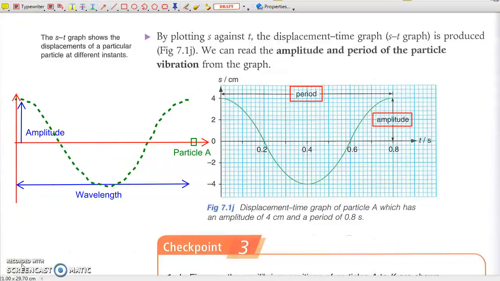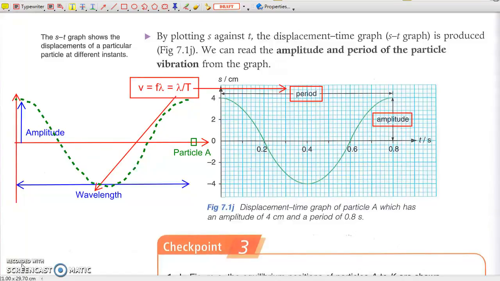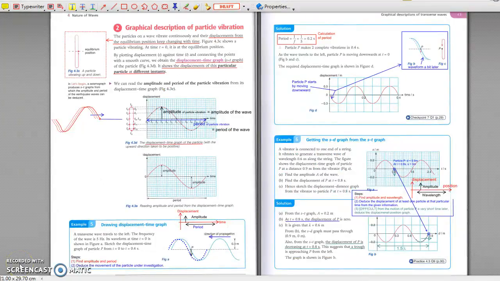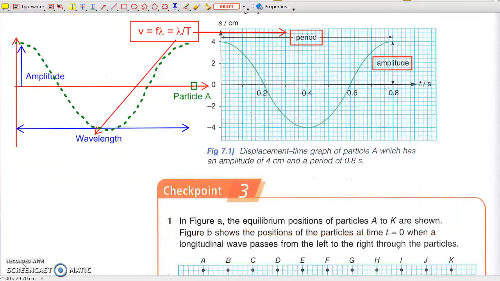Together, you can find the wave speed by using the formula v equals f lambda equals lambda over period. By the way, if you want to convert the graph from one type to another, a piece of information must be supplied. Please refer to the illustrations on pages 26 and 27. Do check point 3 below.